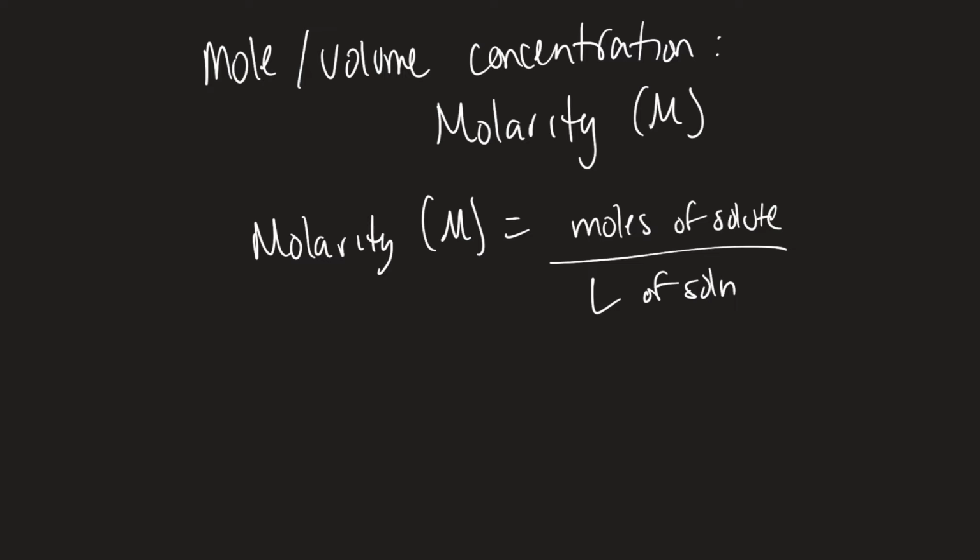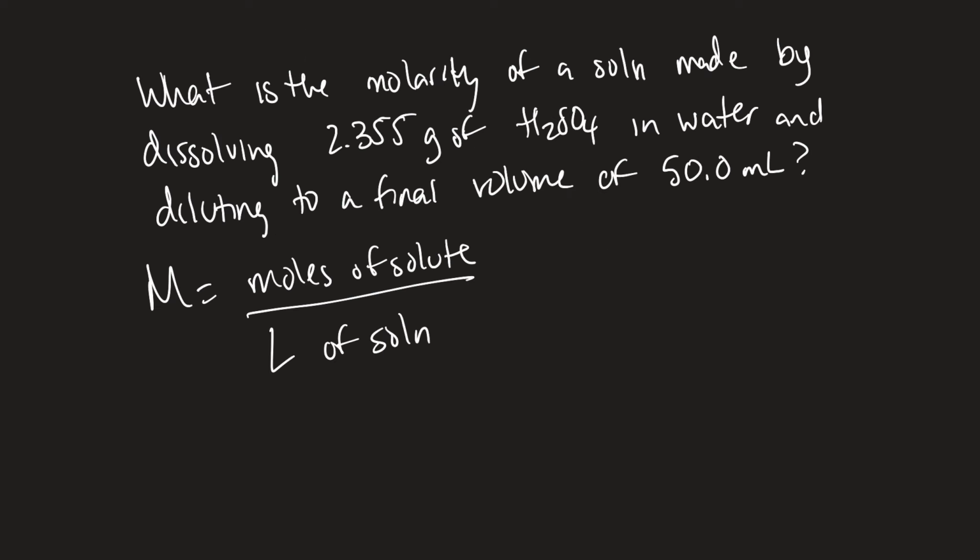Let's look into an example of how this can be used. The problem states: what is the molarity of a solution made by dissolving 2.355 grams of sulfuric acid in water and diluting to a final volume of 50.0 milliliters? Here's the molarity equation: moles of solute over liters of solution. Take note of the units molarity must be in. It's a ratio between moles and liters. Before you can use this equation, you have to make sure you have the number of moles of a substance and the number of liters of solution.